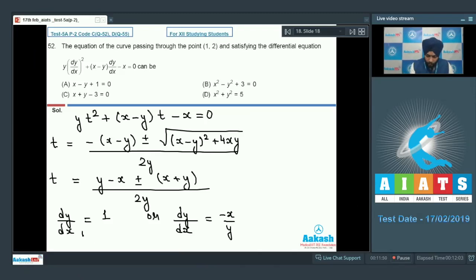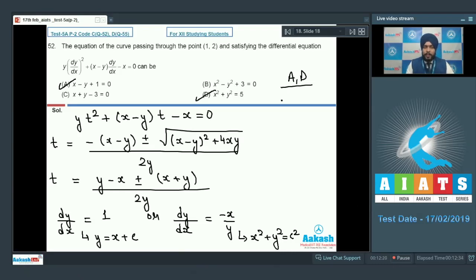So dy by dx equal to 1 will give you y equals x plus c, and this will give you x square plus y square equals c square. So according to the point given in the question, 1, 2, clearly c equals 1. So that means y equals x plus 1 is the first answer, option number A. X square plus y square equals c square, that will give you c square equals 5. So x square plus y square equals 5 is the second answer. Only two possibilities, option number A, option number D.